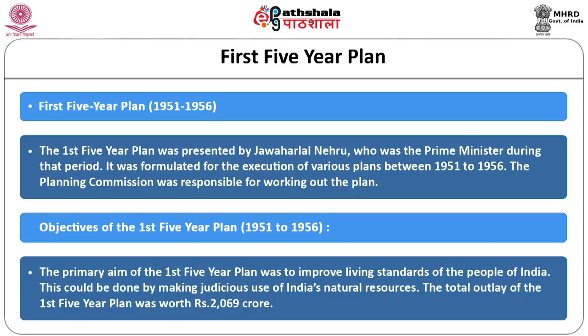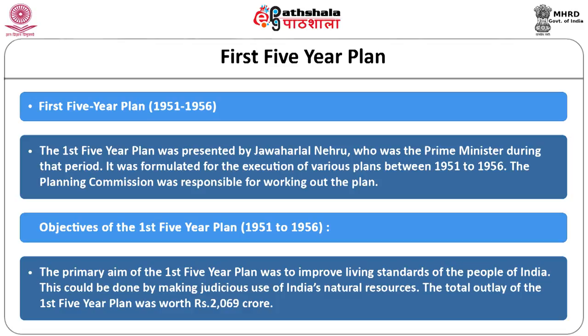At that time, the major objective was how to improve the living standard of the people of India. And this could be done, it was thought in the five-year plan document, by making judicious use of India's natural resources and with a meager outlay. At the time, we didn't have plenty of resources with us. And that's why we started with rupees 2069 crores.